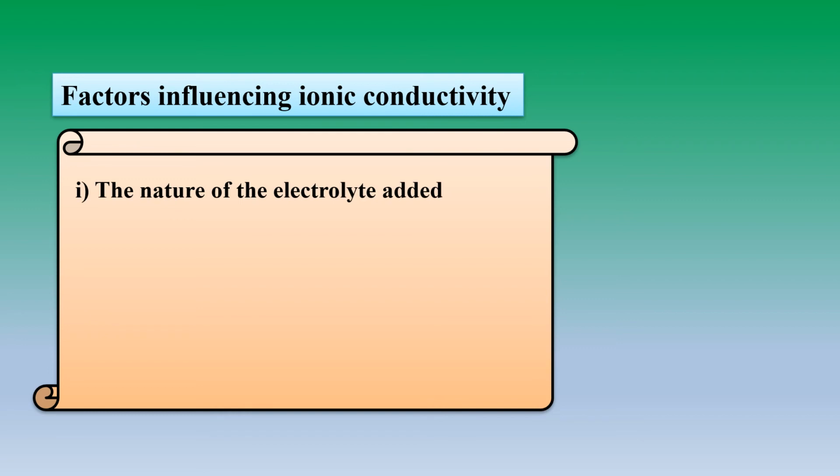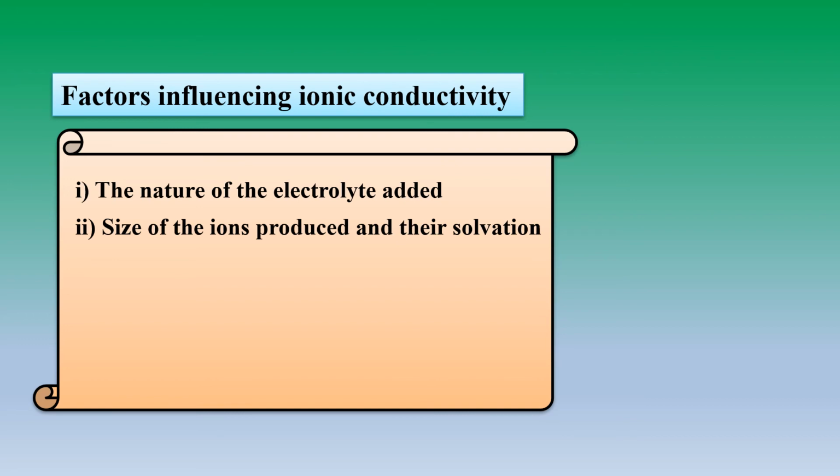First one is the nature of the electrolyte added. It depends upon the nature of the electrolyte, meaning whether the electrolyte added is a strong electrolyte or a weak electrolyte. If it is a strong electrolyte, dissociation will be complete and the number of ions will be increased. If it is a weak electrolyte, then the dissociation is not complete, it is a partial one. That's why the number of ions will be less, so the ionic conductivity will be decreased.